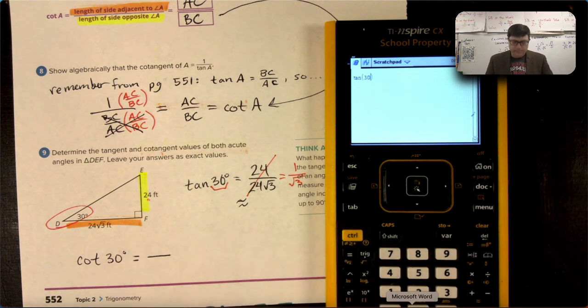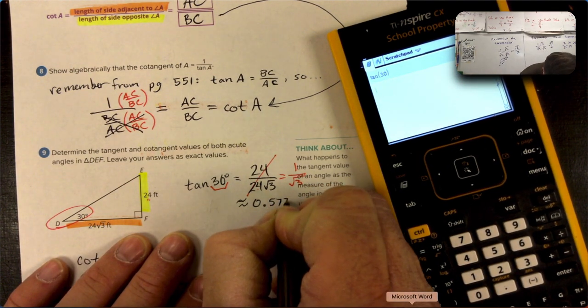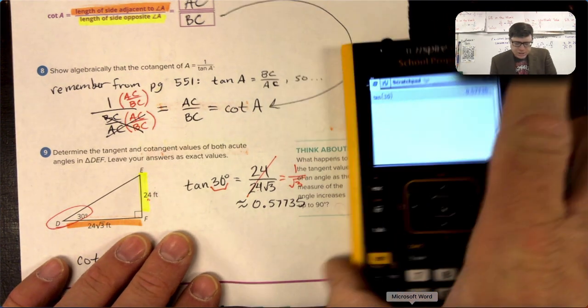And I'm going to type tangent 30. You don't need the degree symbol. It's already in degree mode. So tangent 30, enter. 0.57735. But let's just check that that's okay.